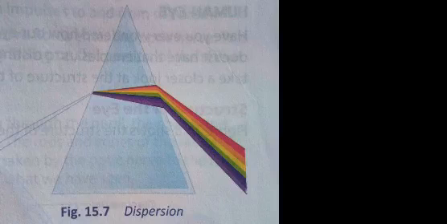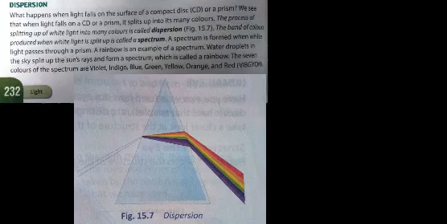When white light passes from one transparent medium to another at an angle, the different colors of light, the 7 colors, get refracted at different angles. This is called splitting up of white light into different colors. It also occurs when white light passes through a prism. This phenomenon is called dispersion, a combination of refraction.